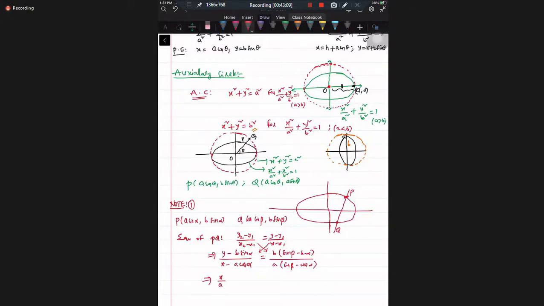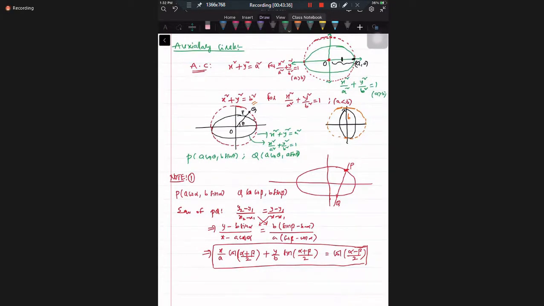x by a cos of alpha plus beta by 2, plus y by b sin of alpha plus beta by 2, equal to cos of alpha minus beta by 2. This one we have to memorize for 2 points whose eccentric angles are given. Then, students, we have to convert sin c minus sin d, sin c, and we will get this one. Right, students? Okay. Next, the focal chord. What happened?